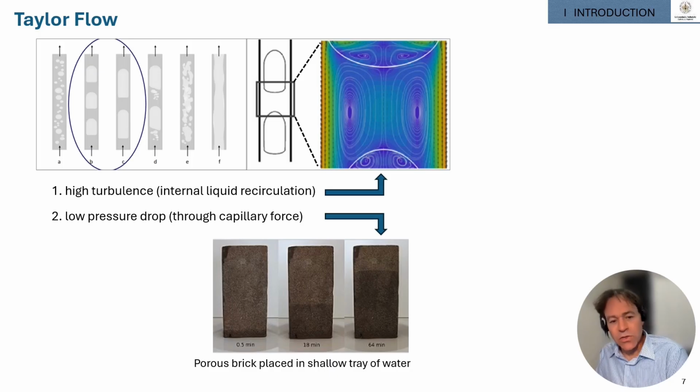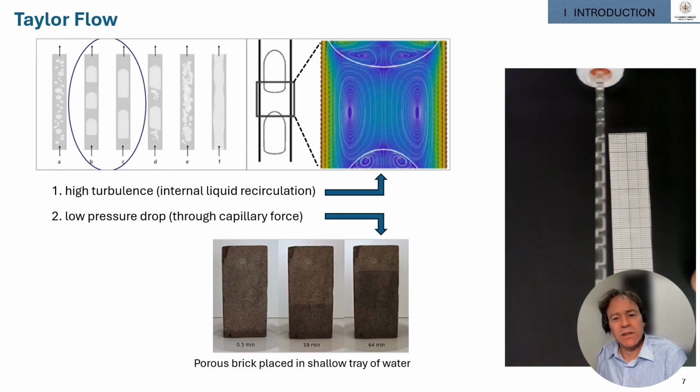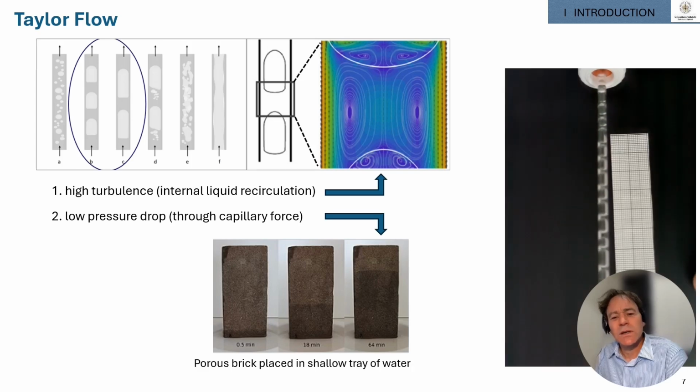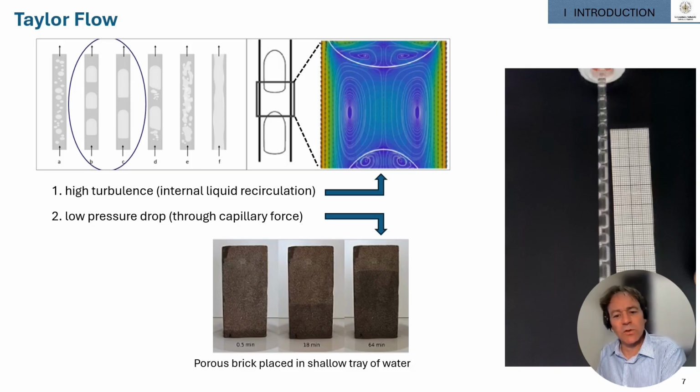The channels are thin enough that you have capillarity, and we are all familiar with that. If you have, for example, here a porous brick and you place it in a shallow tray of water, over time you see that liquid pulling up, and that's exactly what is happening in these reactors. You see here gas bubbles with liquid slugs in between, and although this vortex you can't see itself, there is a high turbulence inside. This is slow motion.